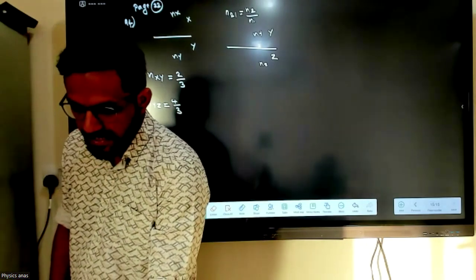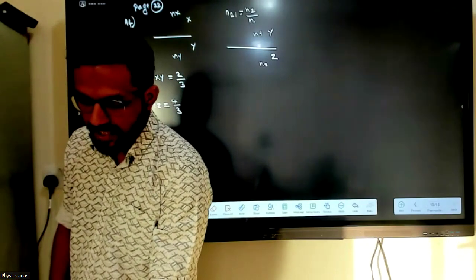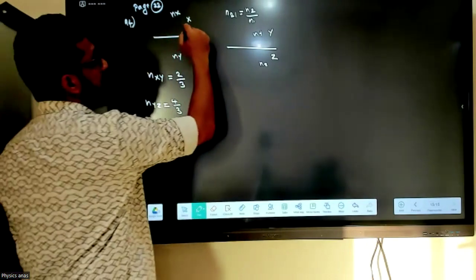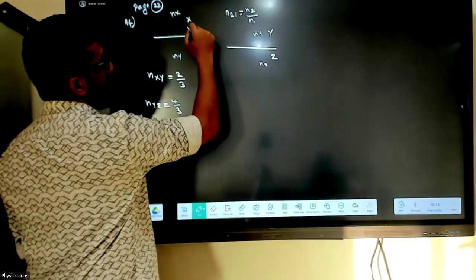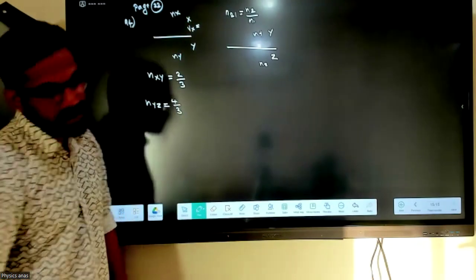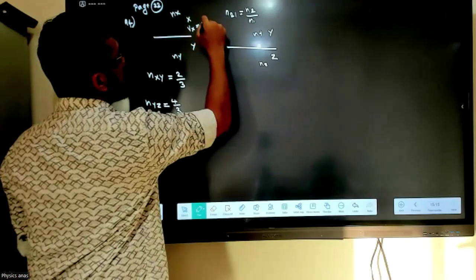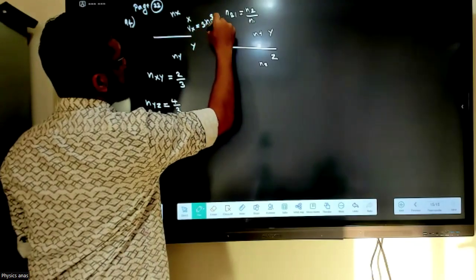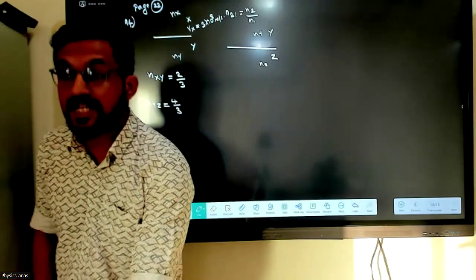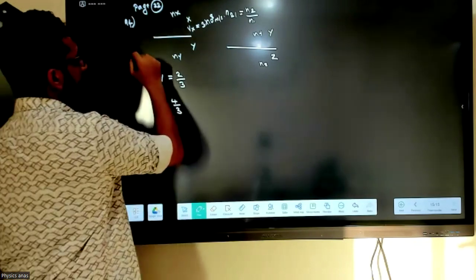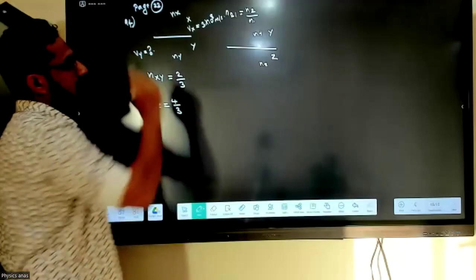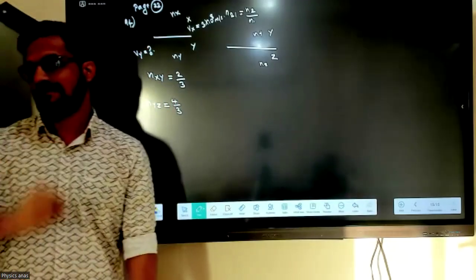If the speed of light in medium X is 3 into 10 raised to 8 meter per second, medium X speed of light is given. You can take it as Vx. What is Vx? Vx is 3 into 10 raised to 8 meter per second. You got it? Okay. Calculate the speed of light in medium Y. For medium Y, you can take the speed of light as Vy. What is the value of Vy is the question.